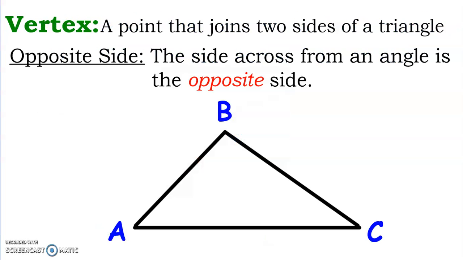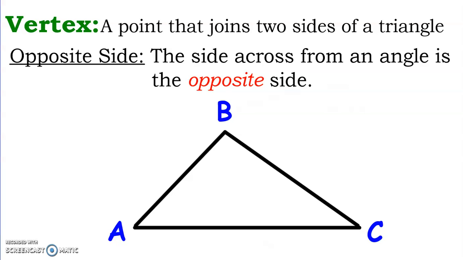And the last thing for this lesson, the vertex is a point that joins 2 sides of a triangle. So for example, we have vertex A, vertex B, and vertex C. So it's just the point of a triangle.